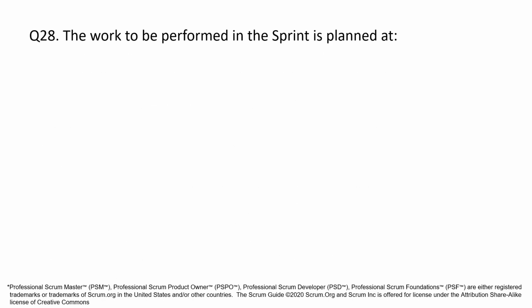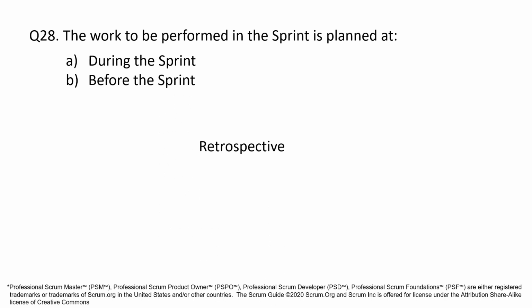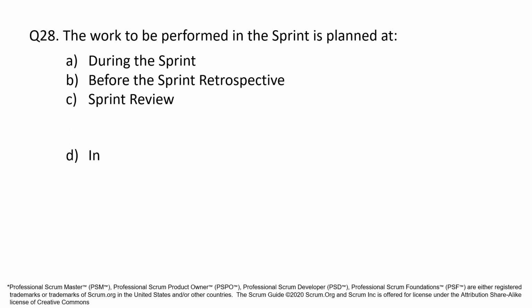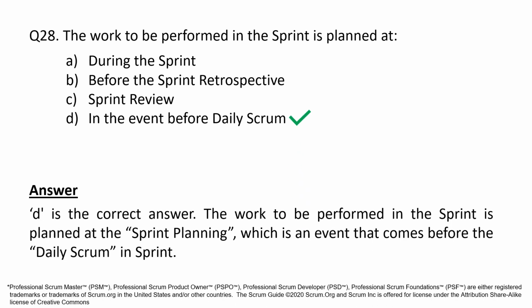Question 28. The work to be performed in the sprint is planned at A. During the sprint, B. Before the sprint retrospective, C. Sprint review, D. In the event before daily Scrum. Option D is the correct answer. The work to be performed in the sprint is planned at the sprint planning, which is an event that comes before the daily Scrum in sprint.